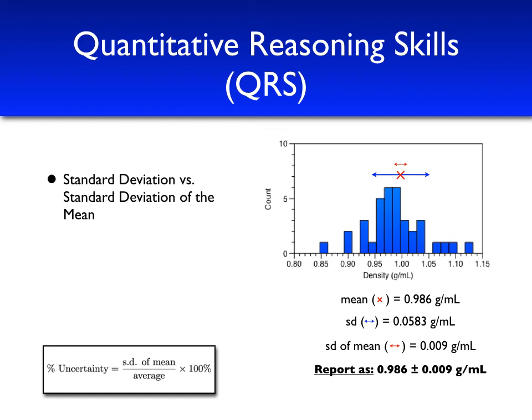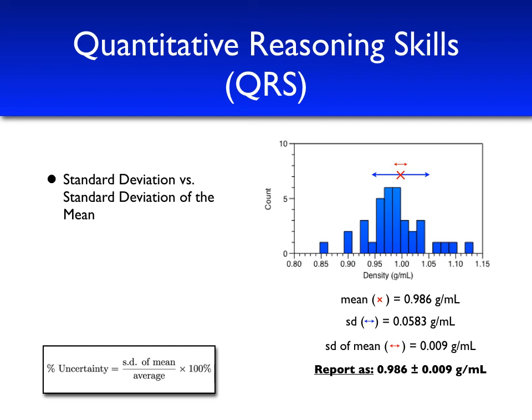The standard deviation of the mean tells us our uncertainty in our average value. This is calculated by taking the standard deviation and dividing it by the square root of the number of trials. You can see that the red arrow is the standard deviation of the mean, which represents the uncertainty in the average value.